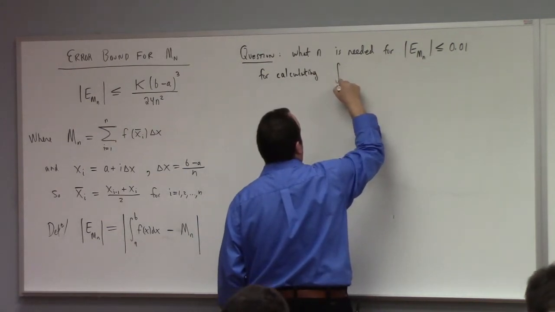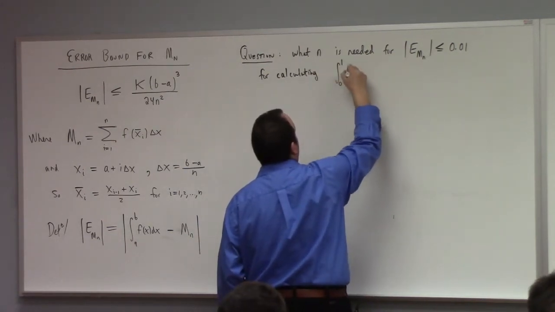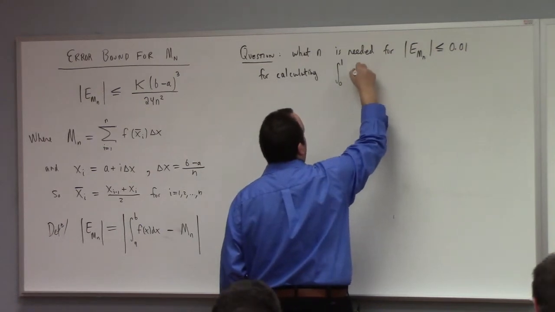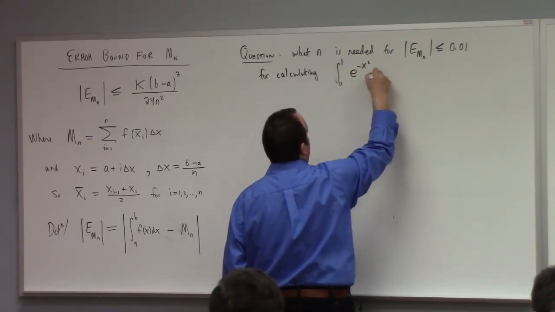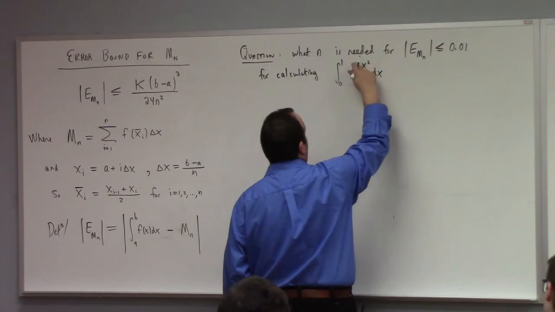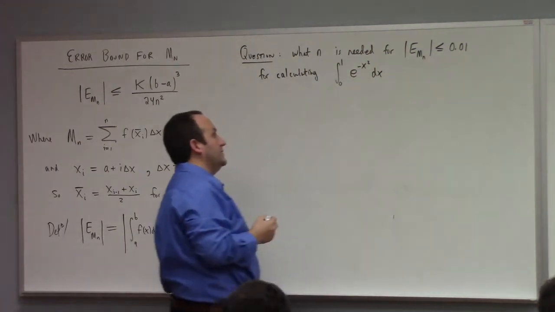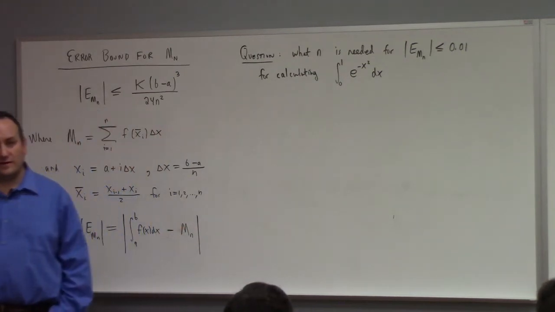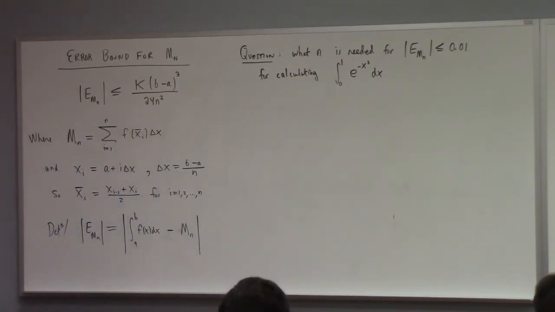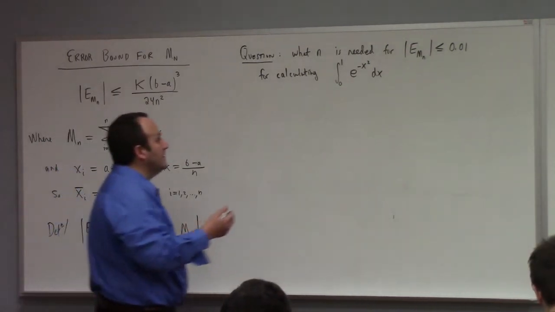Integral from, let's say, 0 to 1 of e to the minus x squared dx. So if I want to calculate the integral from 0 to 1 of e to the minus x squared dx to within 0.01 of the correct result, to be sure, how many steps in the midpoint rule do I have to, how many midpoints do I need to use? How fine a partition do I have to pick in order to make this happen?